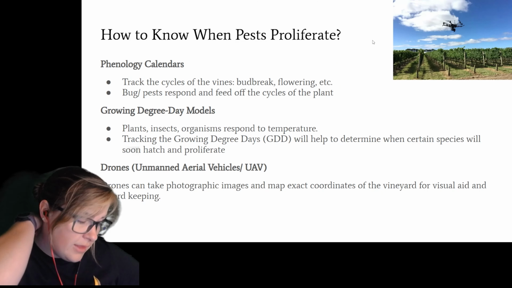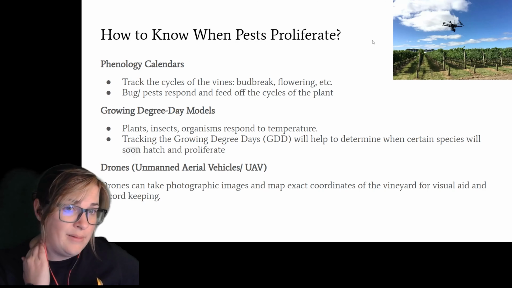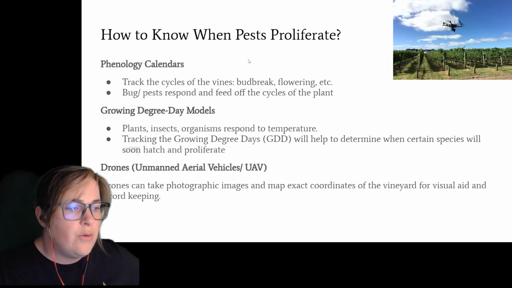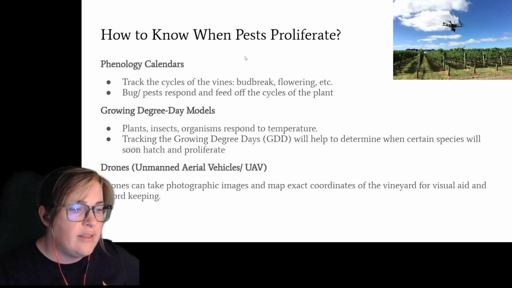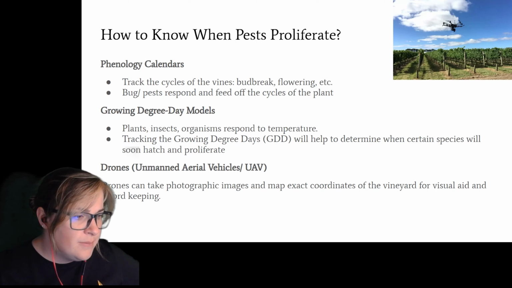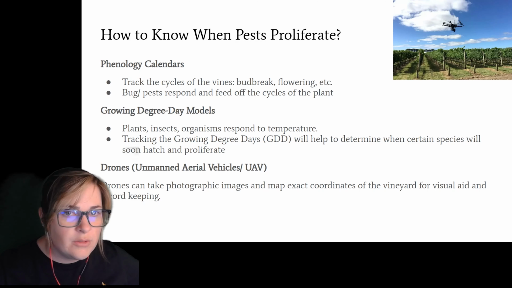Cool. This one's also important, knowing when pests will spread and proliferate. So phenology calendars, right? The cycle of the vine affects the bugs. It's all connected. Also the growing degree day models.